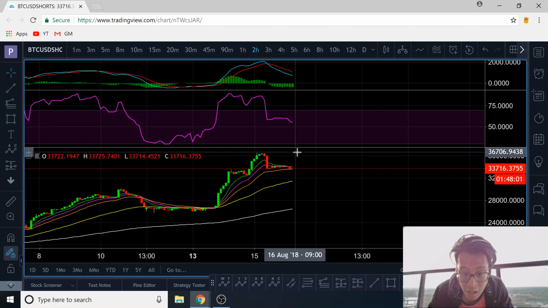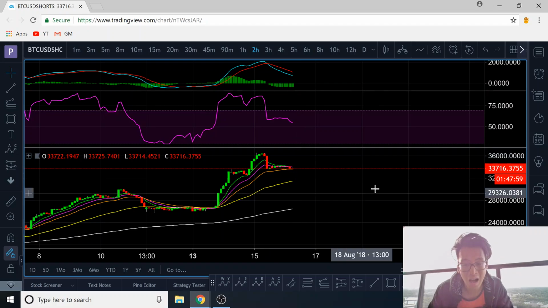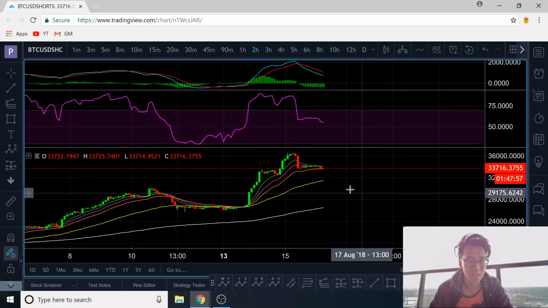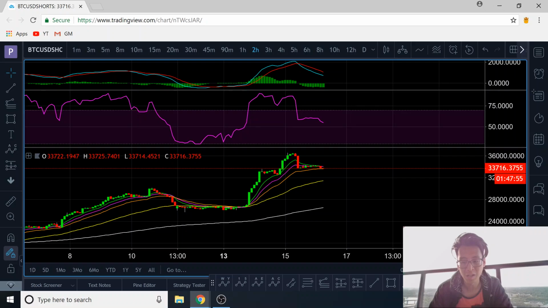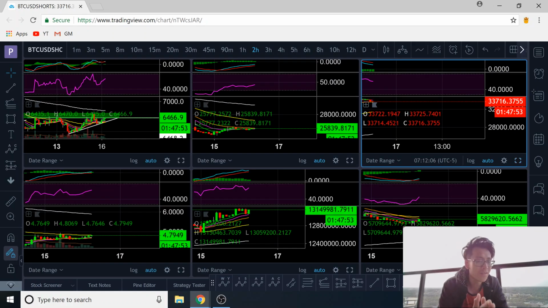Look at this right here, okay? Yesterday there was 36,000 and now there's about 3,000 less. And it looks like it's got the momentum to actually shift down. So I do believe that the bulls are squeezing the shorts right now.